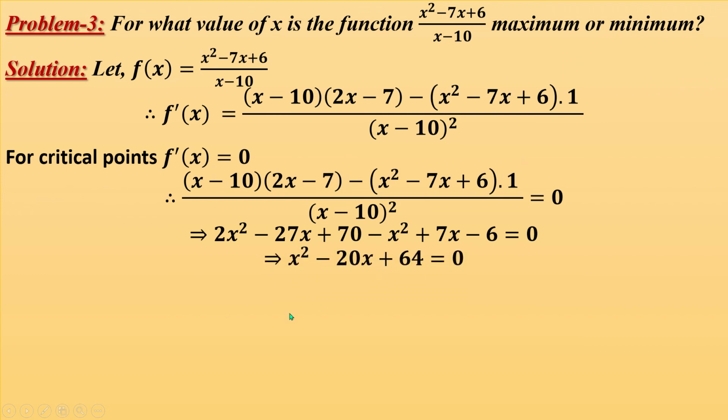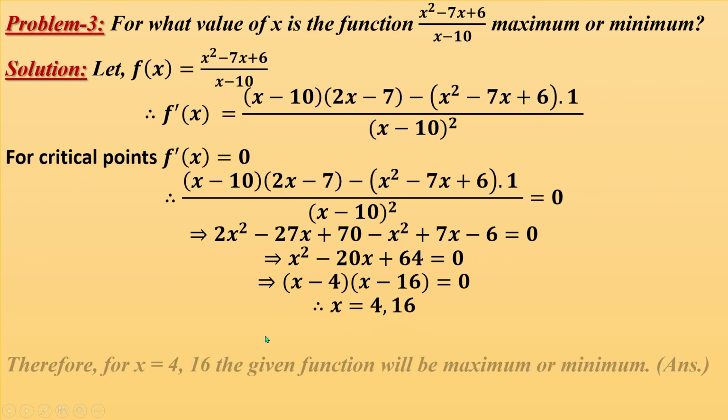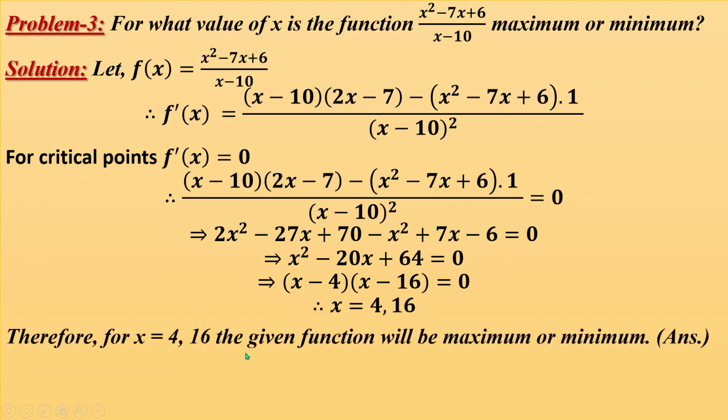From here we will get this after calculation, that means by applying middle factors. Here it will be (x minus 4)(x minus 16), therefore x is equal to 4, 16. That means for x equal to 4 or 16, the given function will be maximum or minimum.